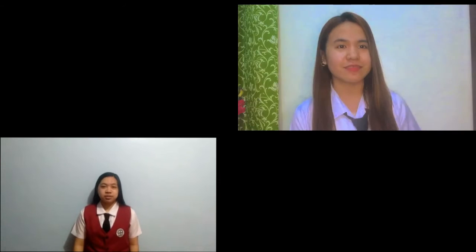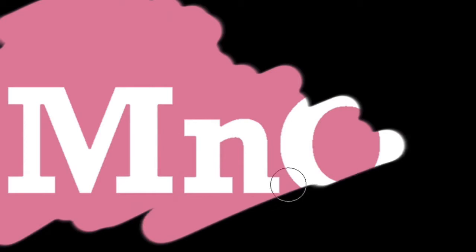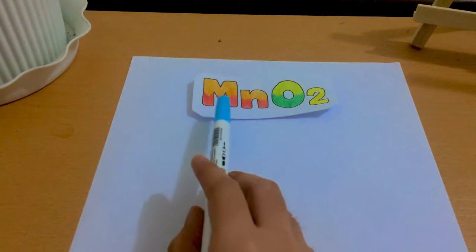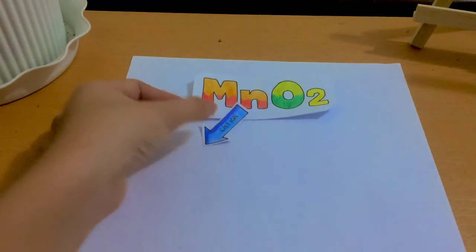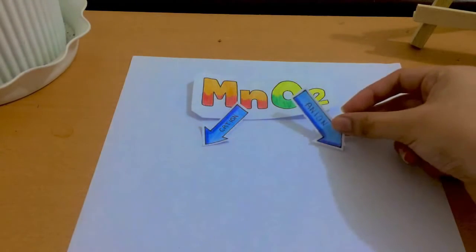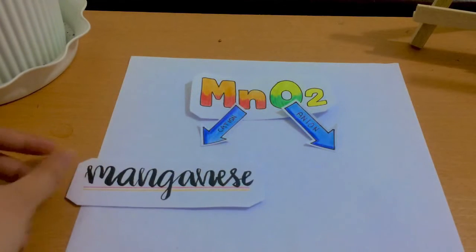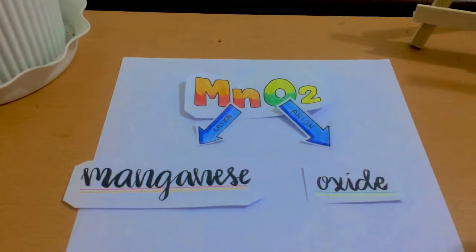Next given, we have MnO2, which is a type 2 binary compound. Ma'am, can we use the crisscross method in that example? No, we can't use the crisscross method here. In this example, we have the formula MnO2. To name this formula, we will need to name the cation first, then the anion. Our cation is Mn, which is known as manganese, and our anion is O, which is known as oxygen.